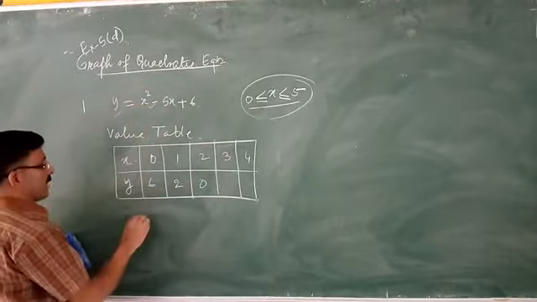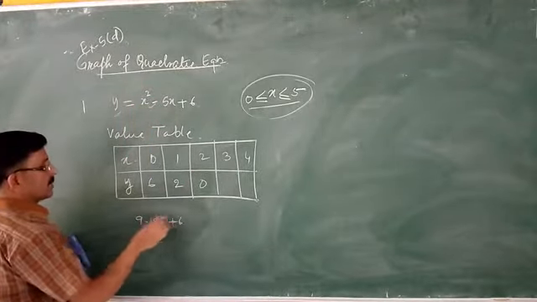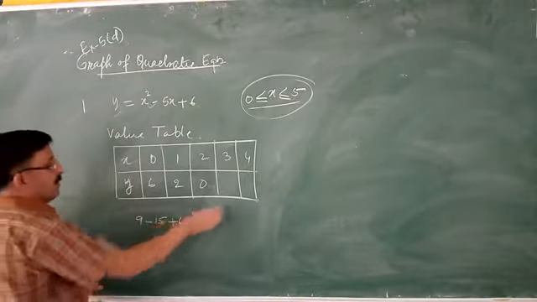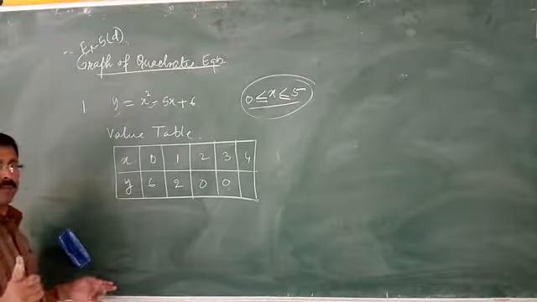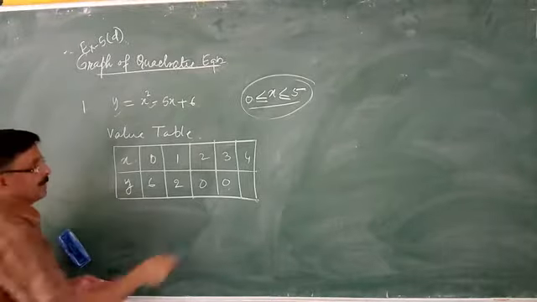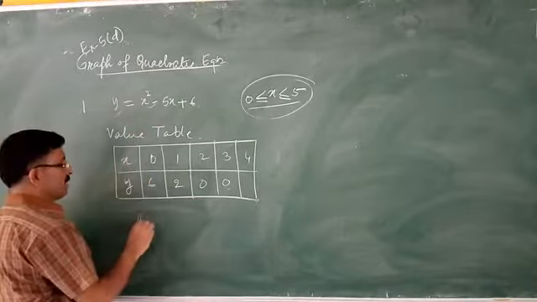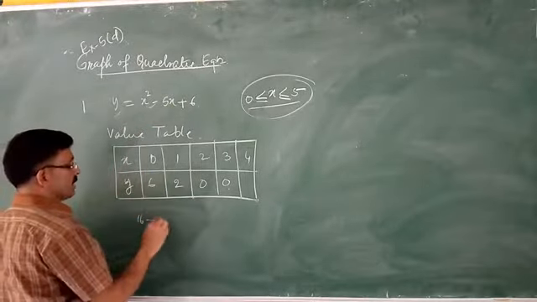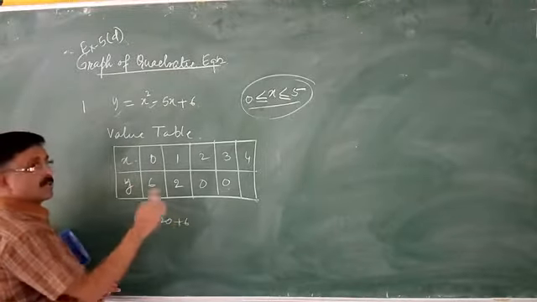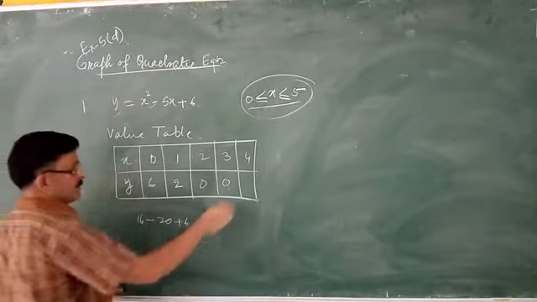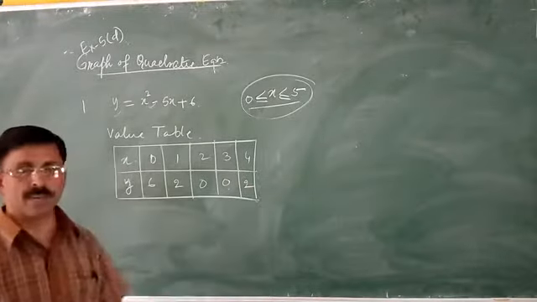Next number is 3. So 3 square means 9. 3 5s are 15 and then plus 6. So 6 plus 9, 15, minus 15, again 0. Is this okay? You need not to worry. Whatever value comes, let it come. 4: 4 square means 16, minus 4 5s are 20, and then plus 6. So 16 plus 6, 22, minus 20 is equal to 2. Your value table is complete.